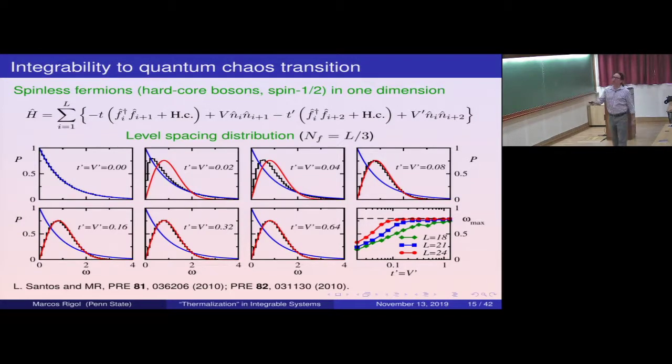So let me be clear. If you take this T and V, you can change them, and the levels change, and then you can have level crossings. They are not massive. So you have this delta peak if you have free fermions.